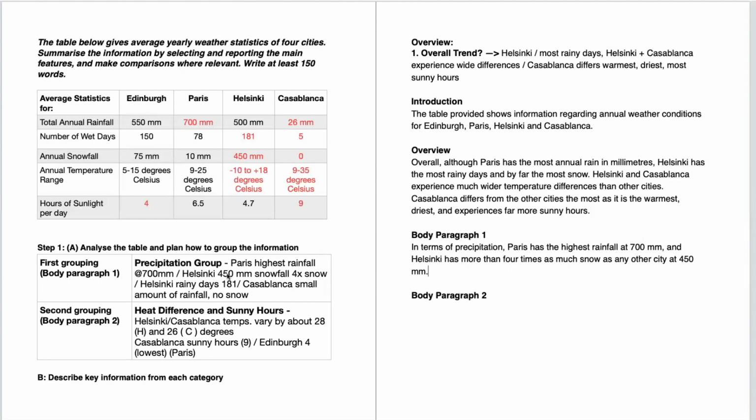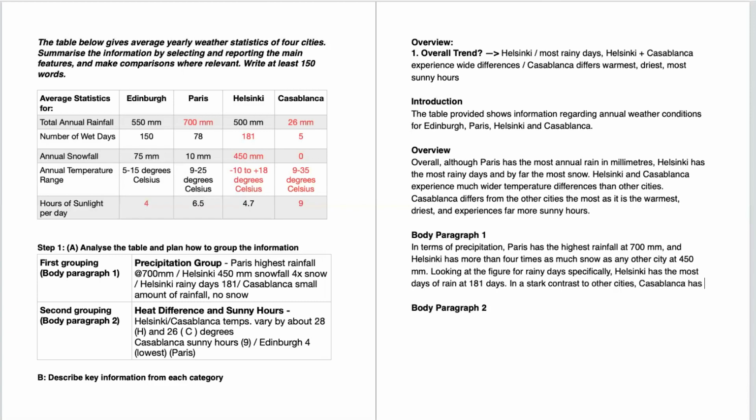Now I'm going to talk about the rainy days. So if I say, looking at the figure for rainy days specifically, Helsinki has the most days of rain at 181 days. In a stark contrast to other cities, Casablanca has a minuscule rainfall of 26 millimeters per annum, only 5 rainy days, and no snow.